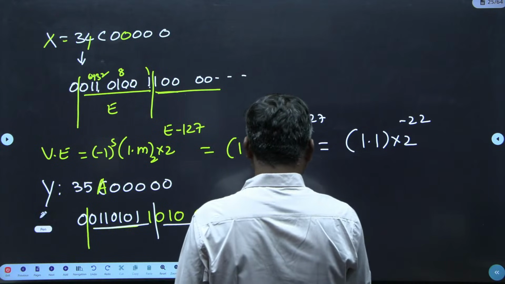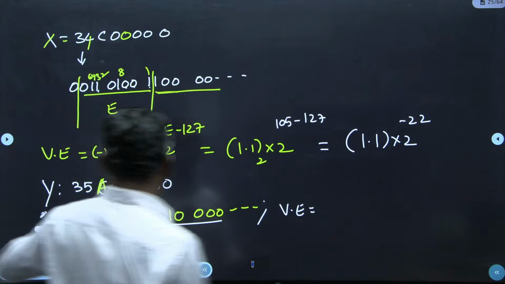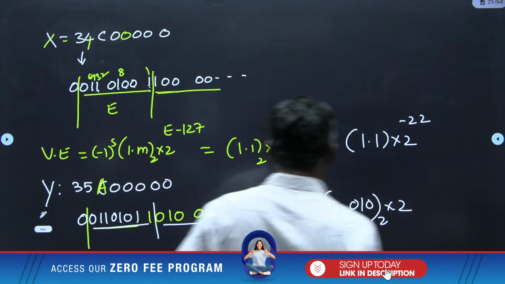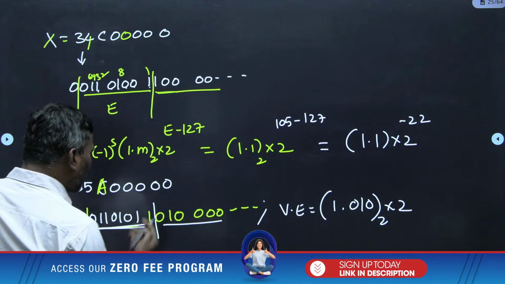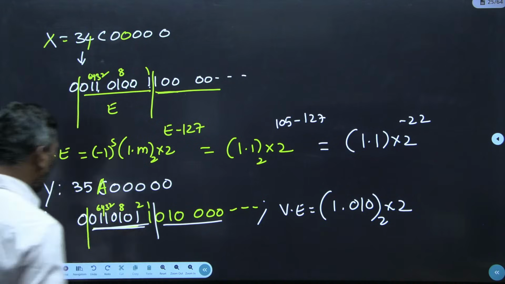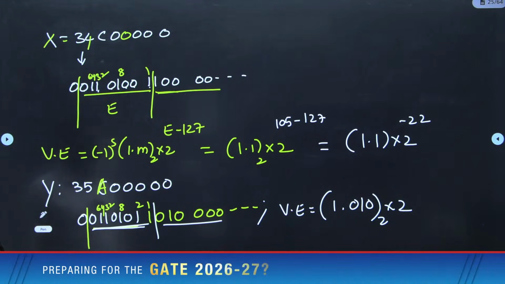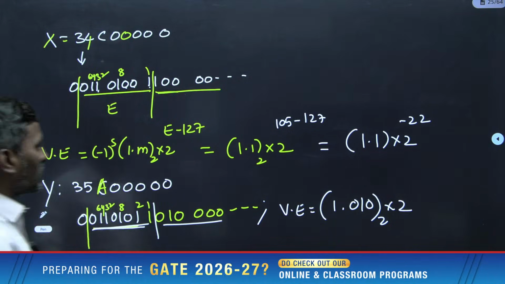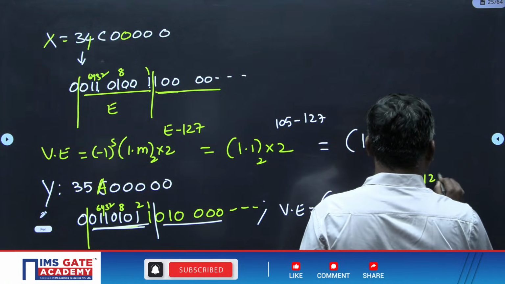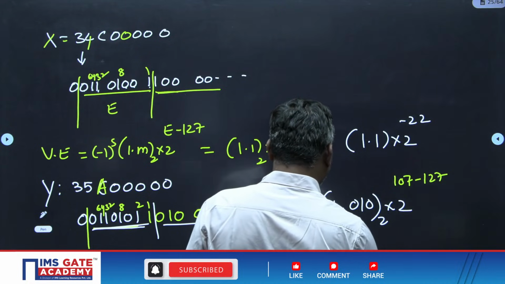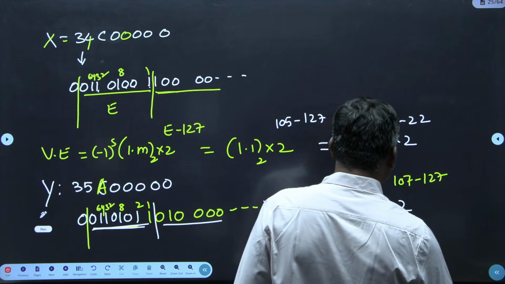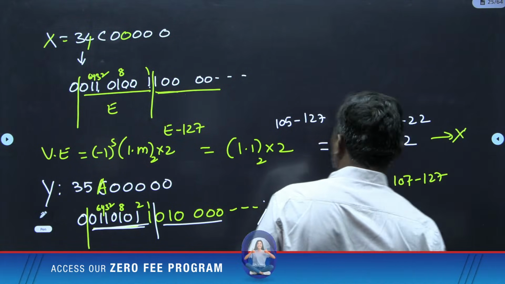Now I'm writing the value expression again. It is a positive number, so I write 1.010 (base 2) times 2 to the power of E. What is this E value? 1, 2, 4, 8, 16, 32, 64. So 96, 104, 107. Am I right or not? 107 minus 127. So this is nothing but 1.010 times 2 to the power of minus 20. This is the y value, and this is x.